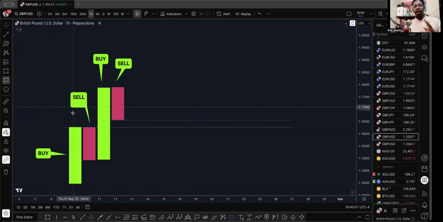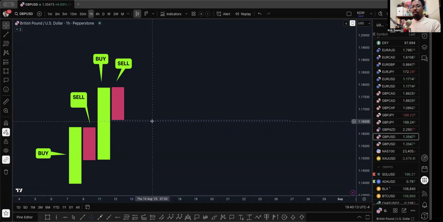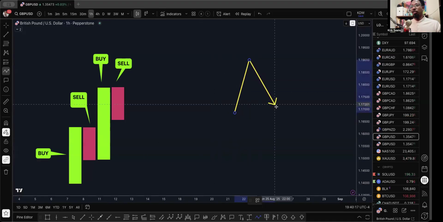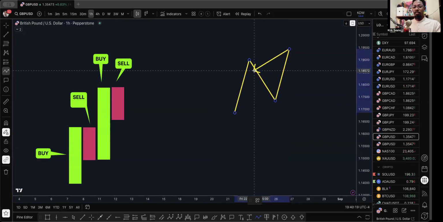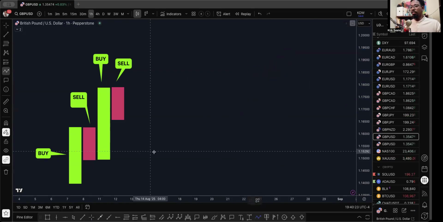All right. So we have these 4 candles on the screen, right? Green means it's going up. Red means it's going down. Let me show you what it's going to look like if I draw it like this, just so you can connect the dots.